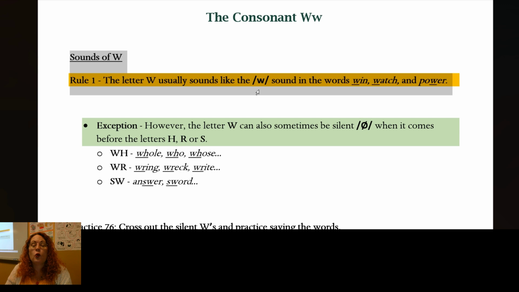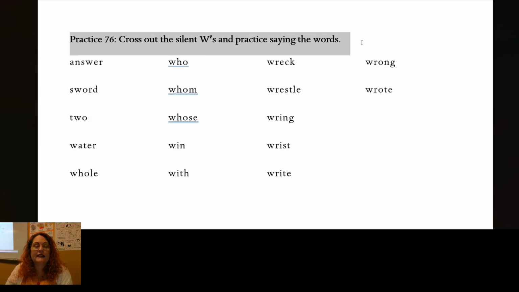The last letter that we're going to look at today is W, and it makes the w sound. For example, win, watch, and power. The only exception is that W is sometimes silent before the letters H, R, and S. For example, WH words where the W is silent include whole, who, and whose, where you hear the H sound. WR words where you only hear the R sound. Ring, wreck, right. And SW words where you only hear the S sound. Answer. Sword. Take a look at these words in practice 76 and cross out these silent W's. And then practice pronouncing the words, saying the words.